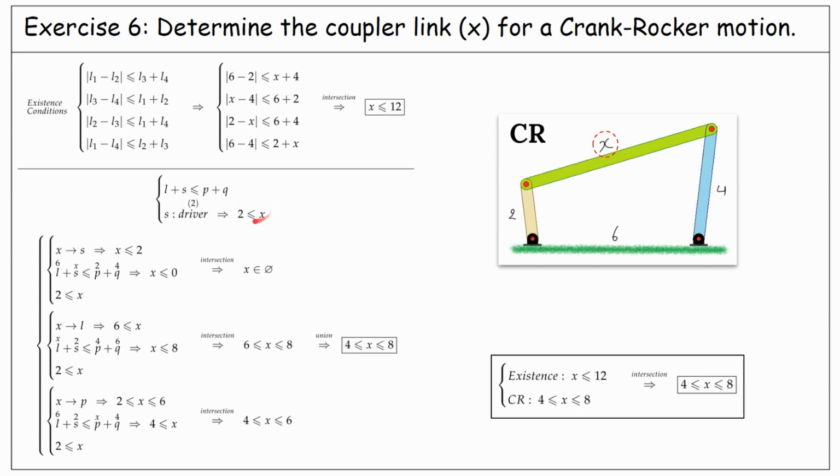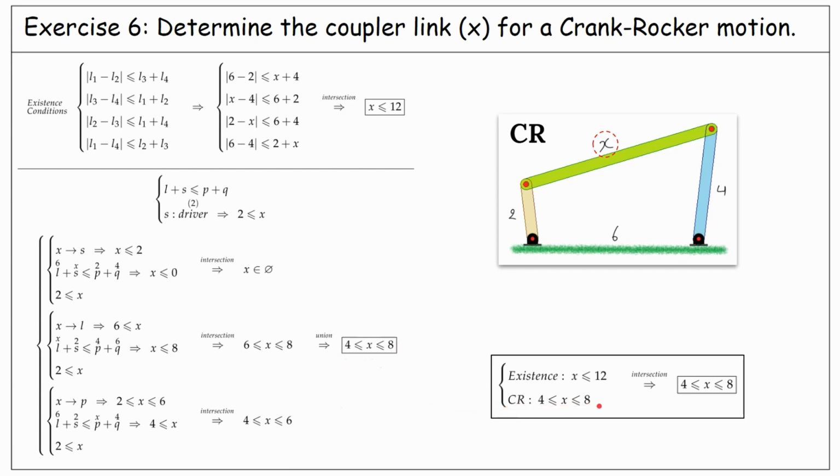For applying L plus S less than P plus Q, we need to check 3 cases. If the coupler is the shortest, the longest, or either of P or Q. For each case, we solve the inequality for X and take the intersection of all the requirements. This one is empty, this one between 6 and 8, and this one between 4 and 6. The union of all cases becomes X between 4 and 8.